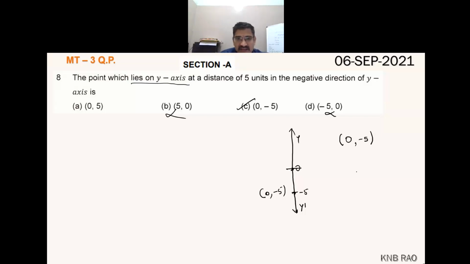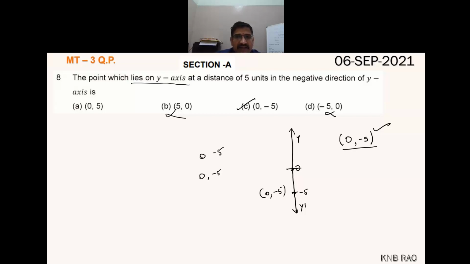Okay, some children are writing like this, which is wrong. It may be treated as 0 minus 5. And some children are writing like this. It is again two numbers you are writing, 0 comma minus 5. Okay, so these are not the correct ways of representation. Coordinates of a point are always written within parentheses, x coordinate or abscissa, comma, ordinate. Then moving on to question number 9.